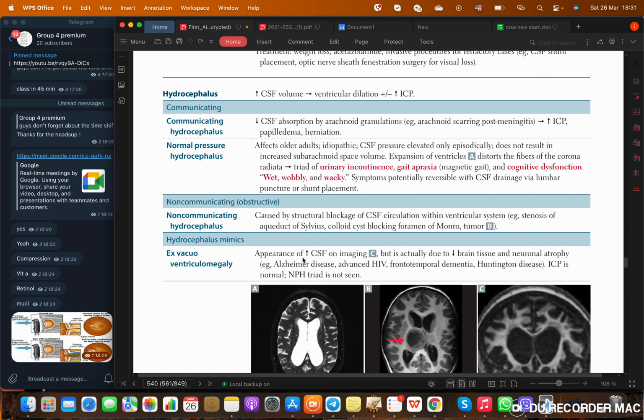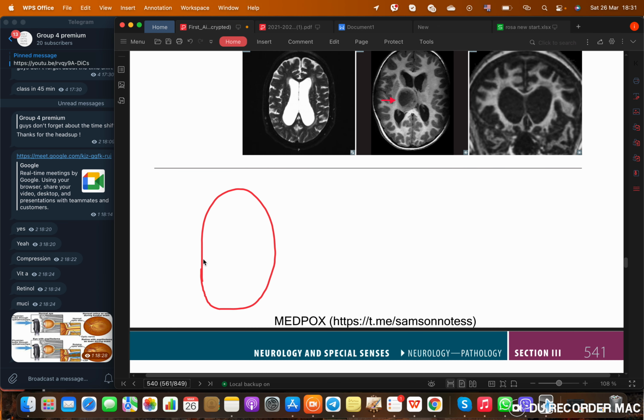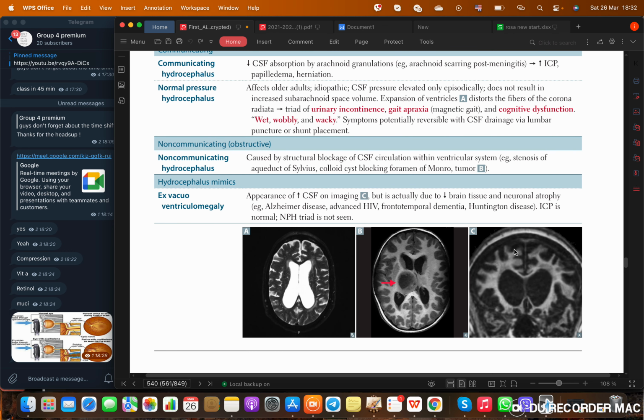It's the appearance of increased CSF on imaging, like in picture C, you can see how large the ventricle is. Like, this is the right lateral ventricle. But actually, it's not. It's due to decrease in the brain tissue and neuronal atrophy. So it's not the CSF becoming more, it's the brain becoming less. Again, remember about the skull and the three things that it contains: brain tissue, blood, and CSF, right? So if you have less brain tissue, you will have more CSF. So yeah, in case of Alzheimer's disease, advanced HIV, frontotemporal dementia, Huntington disease, the brain mass is going to decrease.